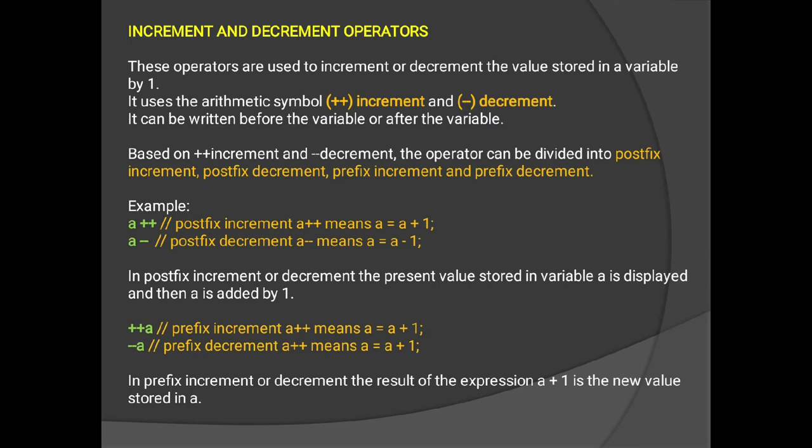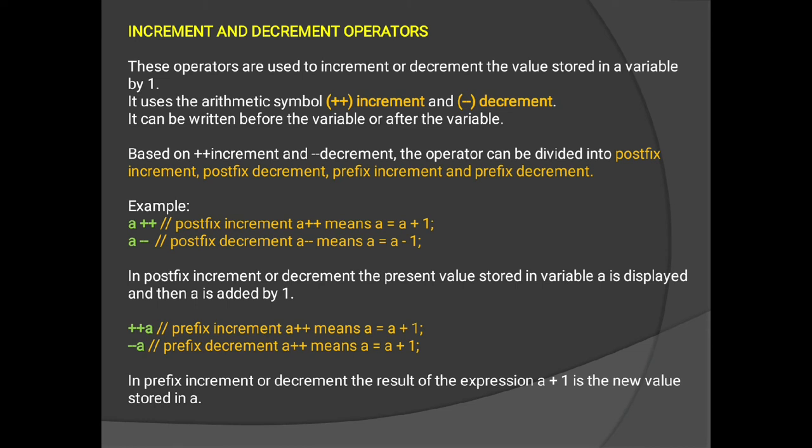It uses the arithmetic symbol. Here we do not use a single plus or single minus, but we use double plus and double minus to indicate increment and decrement. So plus plus means increment and minus minus means decrement, decreasing. It can be written before the variable or after the variable. You can write the increment symbol and decrement symbol before the variable name or after the variable name.